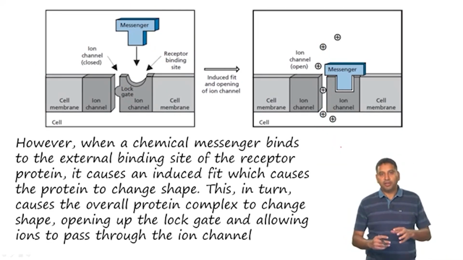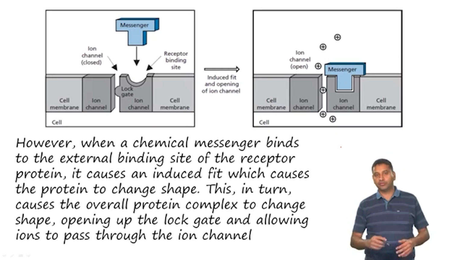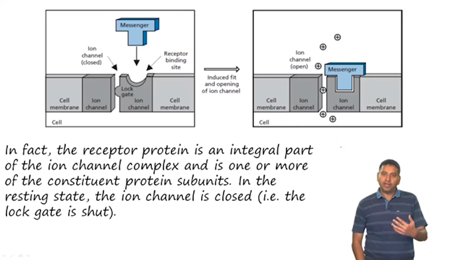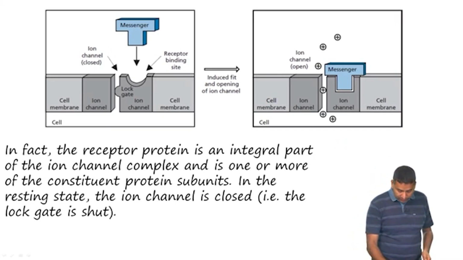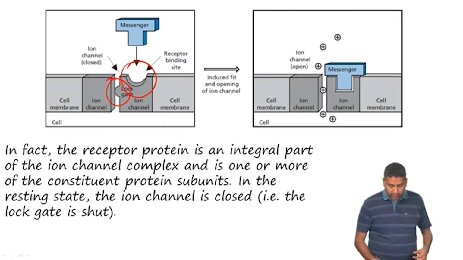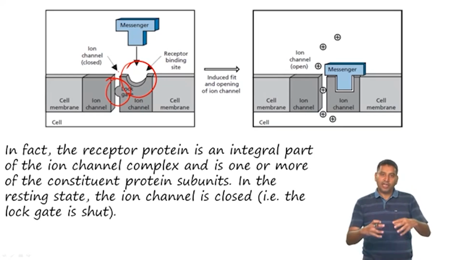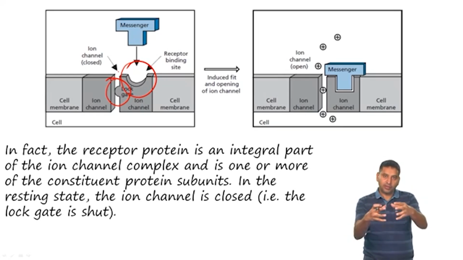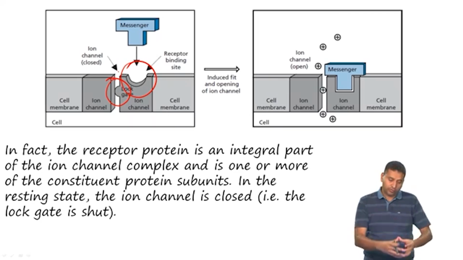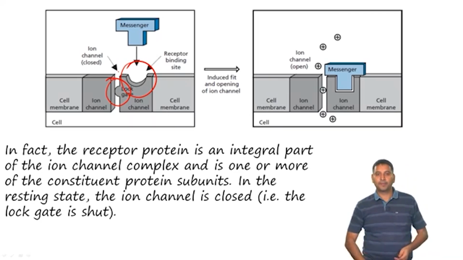When the chemical messenger binds to the external binding site, this in turn causes the overall protein complex to change shape, opening up the lock gate. In fact, the receptor protein is an integral part of the ion channel complex. As you can see here, the lock gate is over here and the receptor binding site is over here, and this together is a protein complex. So, any conformational change that occurs after binding is also reflected in the lock gate.